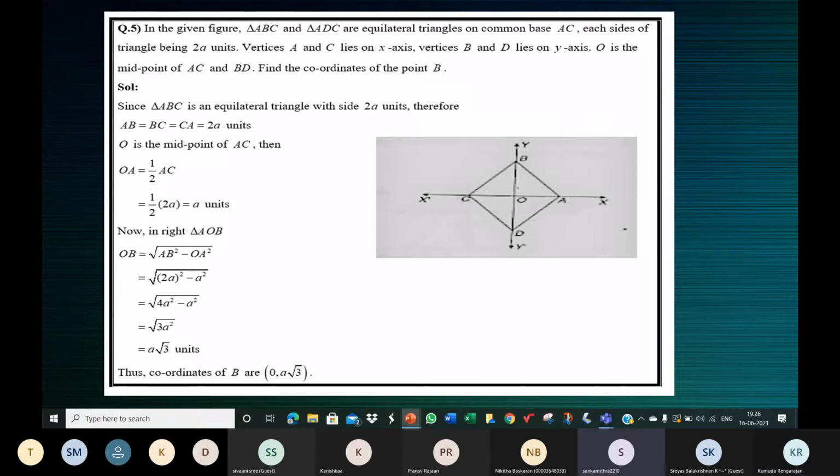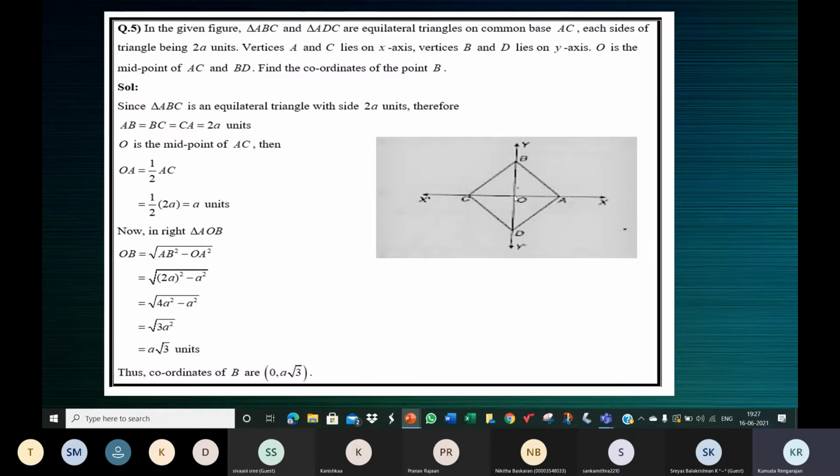For which one? To find the coordinate of vertex A. My feeling is, see this one, AC is given to be 2A units, right? Yes, ma'am. So OA is A units. The distance from O to A is A units, and the distance from O to C is also A units. Yes, ma'am. OC is A units, OA is A units.